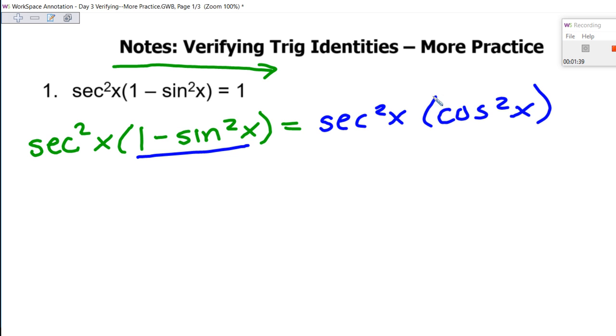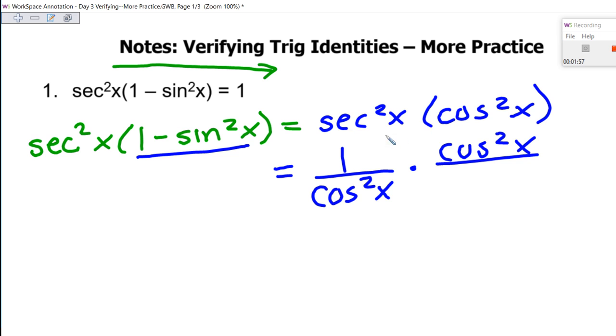Then I could change everything in terms of sines and cosines. So instead of secant squared, I could change that to 1 over cosine squared, times cosine squared of x over 1. What happens? Do I have to get a common denominator if I'm multiplying? No. Notice cosine squared in the numerator, cosine squared in the denominator. Those will cancel, so the answer is just 1. So again, we started with the left side. We proved that it equals the right side.